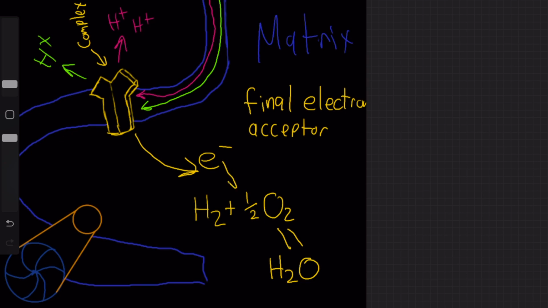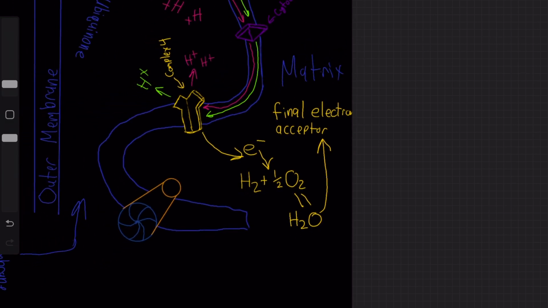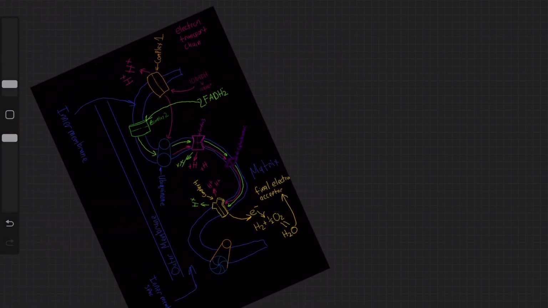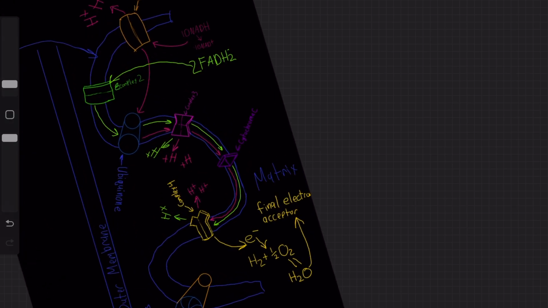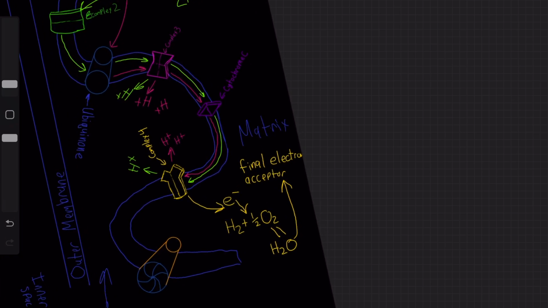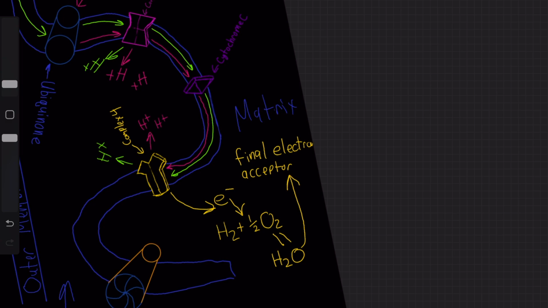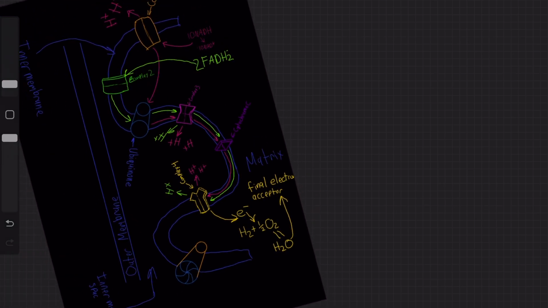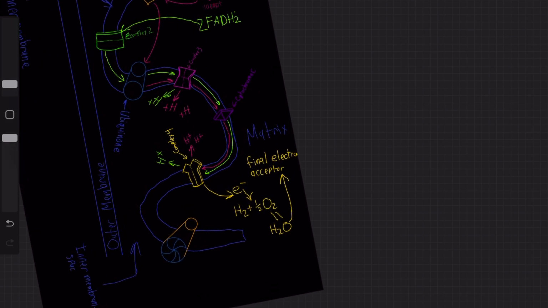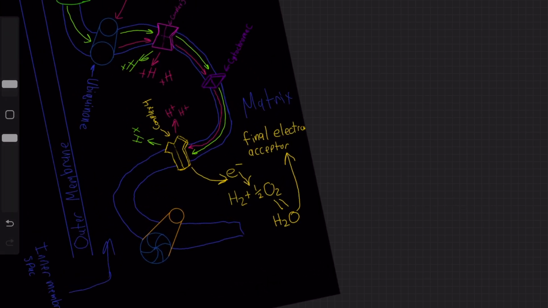So this is where your electrons are going. Your electrons are going to be taken up and made into water. So water is your final electron acceptor. All the electrons from NADH and FADH2 will go through the electron transfer chain and make water. That is the final electron acceptor. That whole process we talked about is the electron transfer chain, all the way until the final electron acceptor.